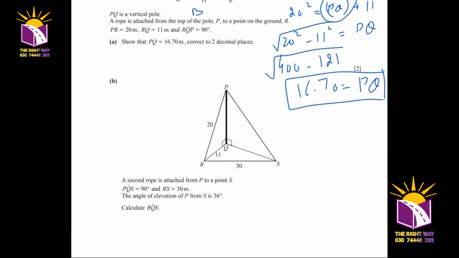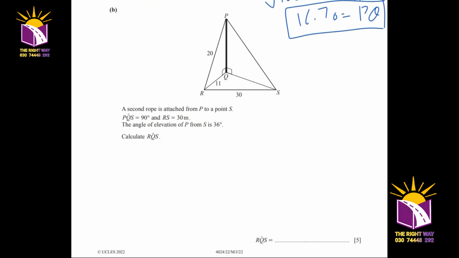In part B, a second rope is attached from P to a point S. PQS is equal to 90 degrees and RS is 30. The angle of elevation of P from S is 36 degrees. Find the angle RQS. You have to find this angle.